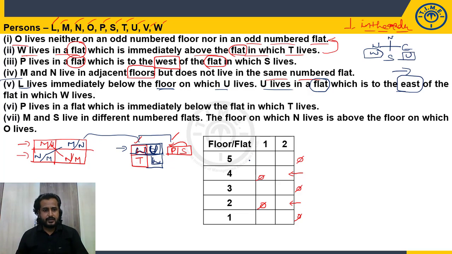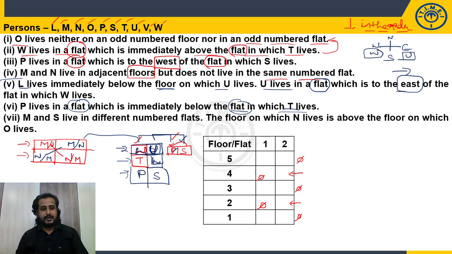Now move ahead. What is given? P lives in a flat which is immediately below the flat in which T lives. Again, in terms of flat is given and P lives immediately below T. So P is already we have. So we can combine these two. P is here, T is here. And right side of P, who will be there? S will be there because both are on the same floor. So P and S. So this is how we are able to combine W, T, L, P, S. This should be in the same order. Right. Now let us try to fix it.